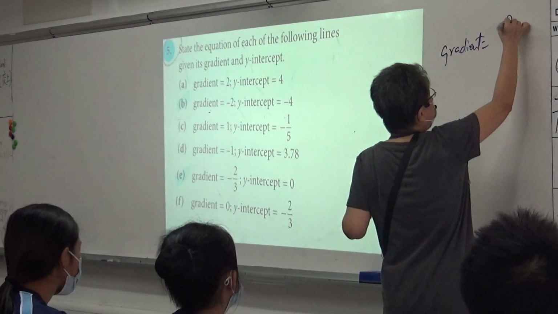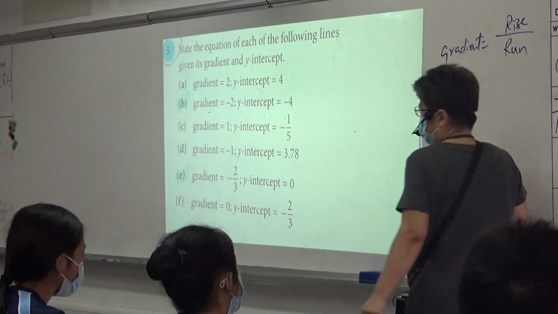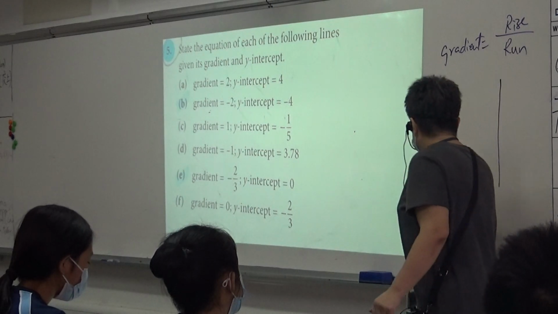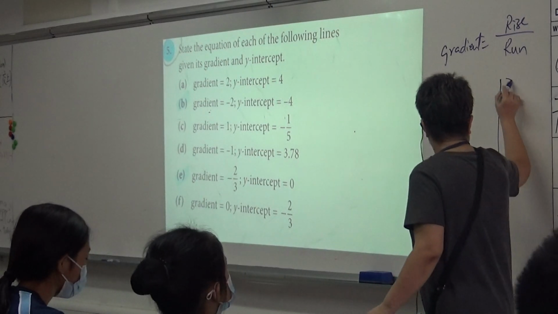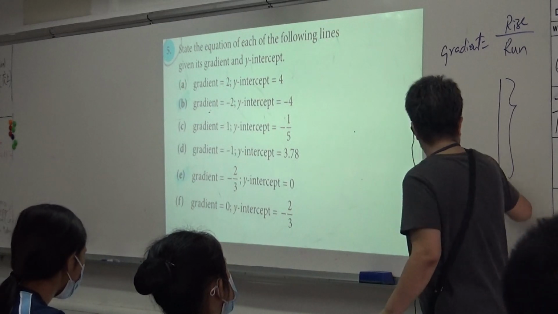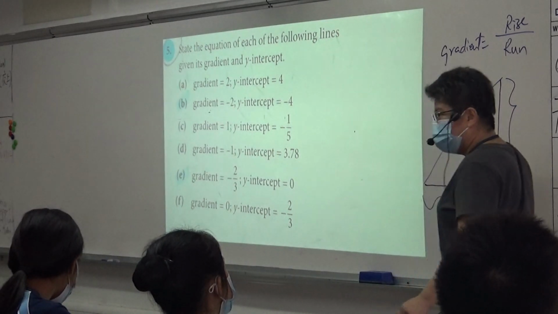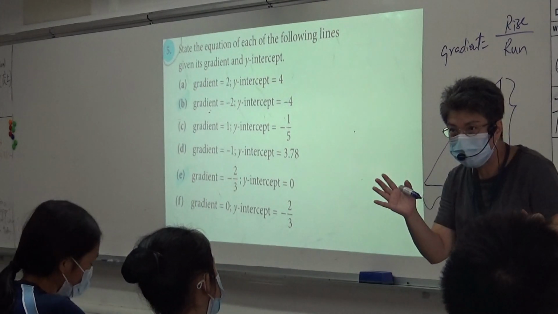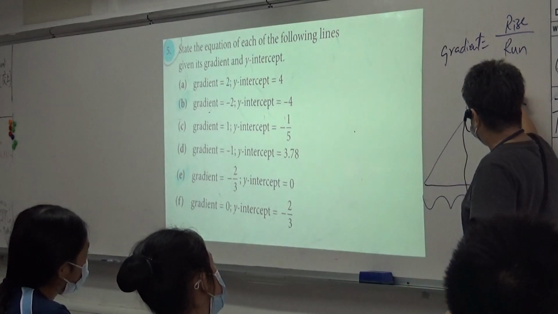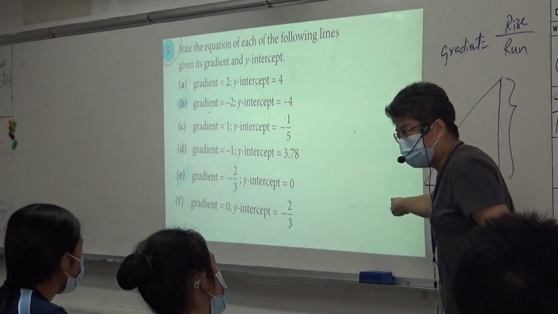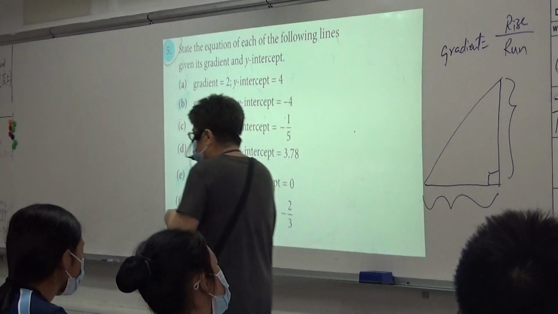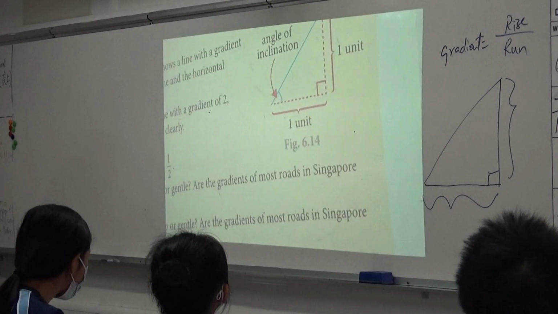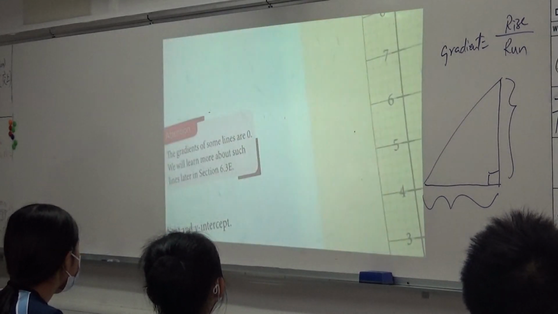I told you gradient is rise over run, right? Rise is the vertical. Run is the horizontal. We take this length over this length. Actually, it will form a right angle triangle. This length over this length, it will give me the gradient. How steep? That means it's a ratio of the vertical to the horizontal. I will show you how to do it. You don't have to worry. Because in exam, a lot of people don't know how to do it because they are confused.